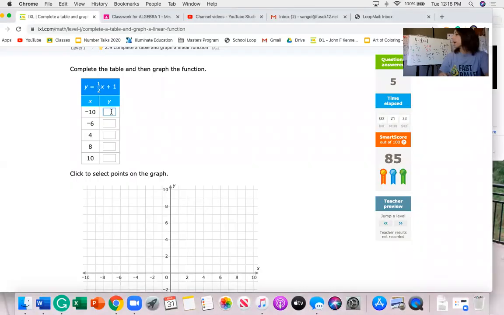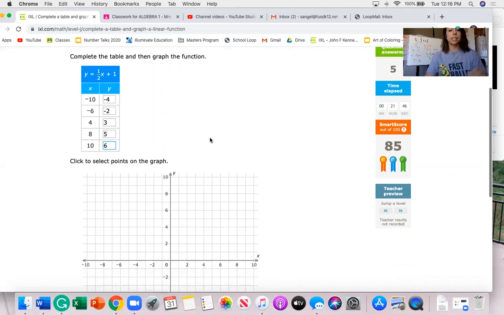Let's see here. All right, I plugged in -10, I got -4. I plugged in -6, I got -2. I plugged in 4 and got 3. I plugged in 8 and got 5. I plugged in 10 and got 6.